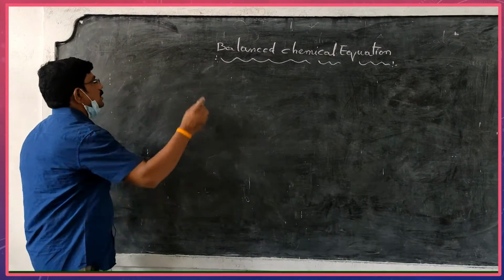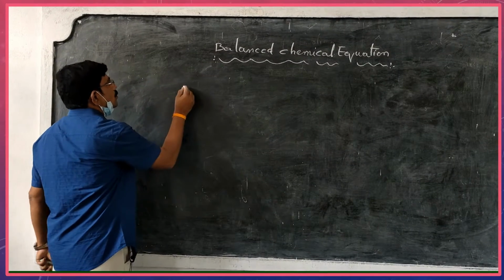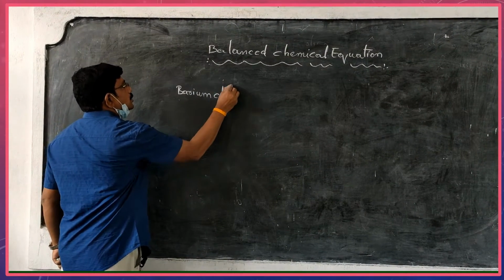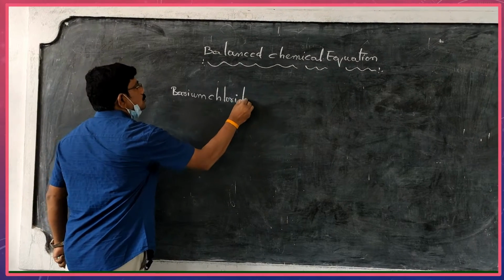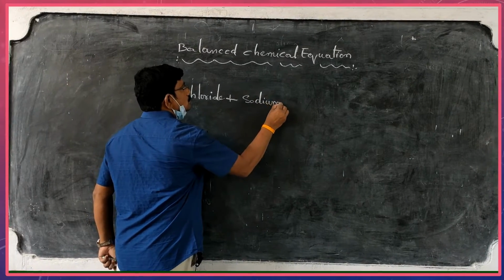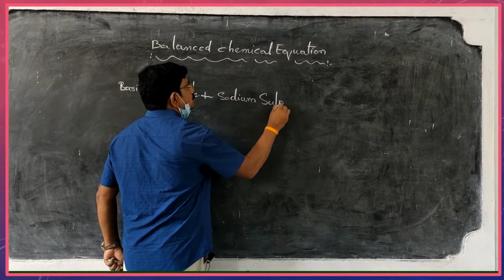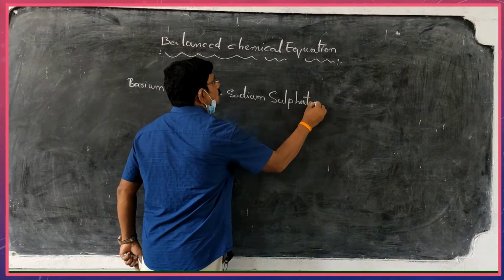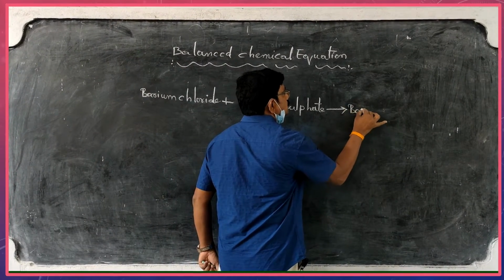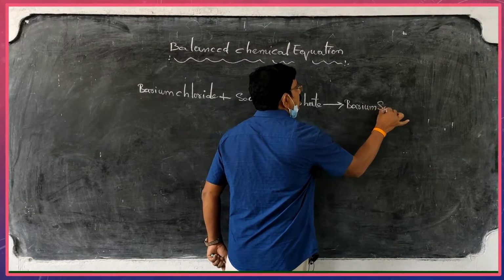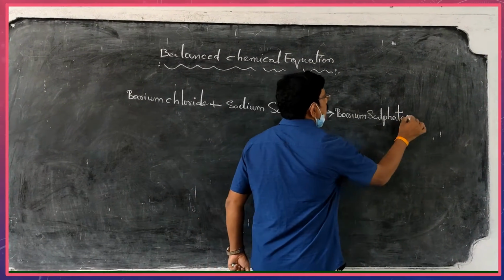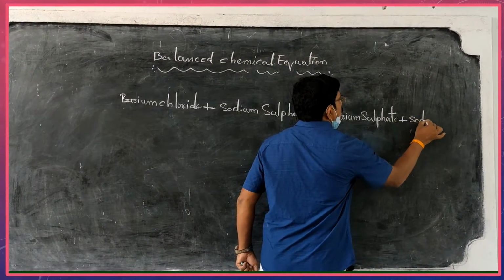See this: barium chloride reacts with sodium sulfate to give barium sulfate plus sodium chloride.